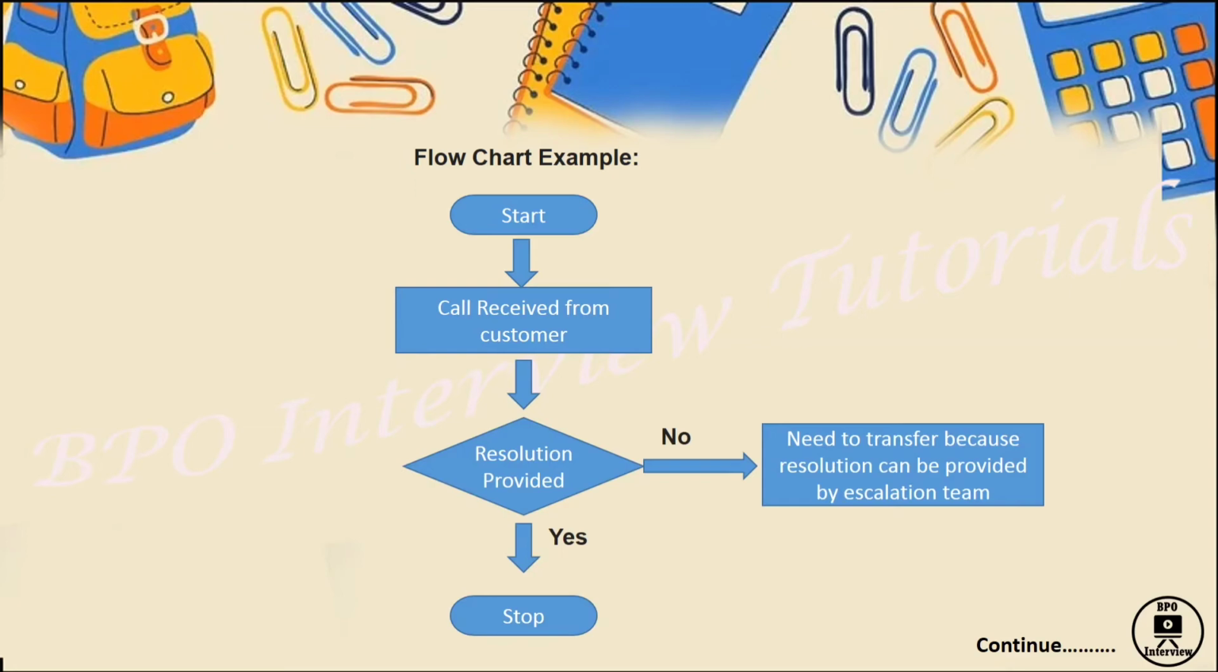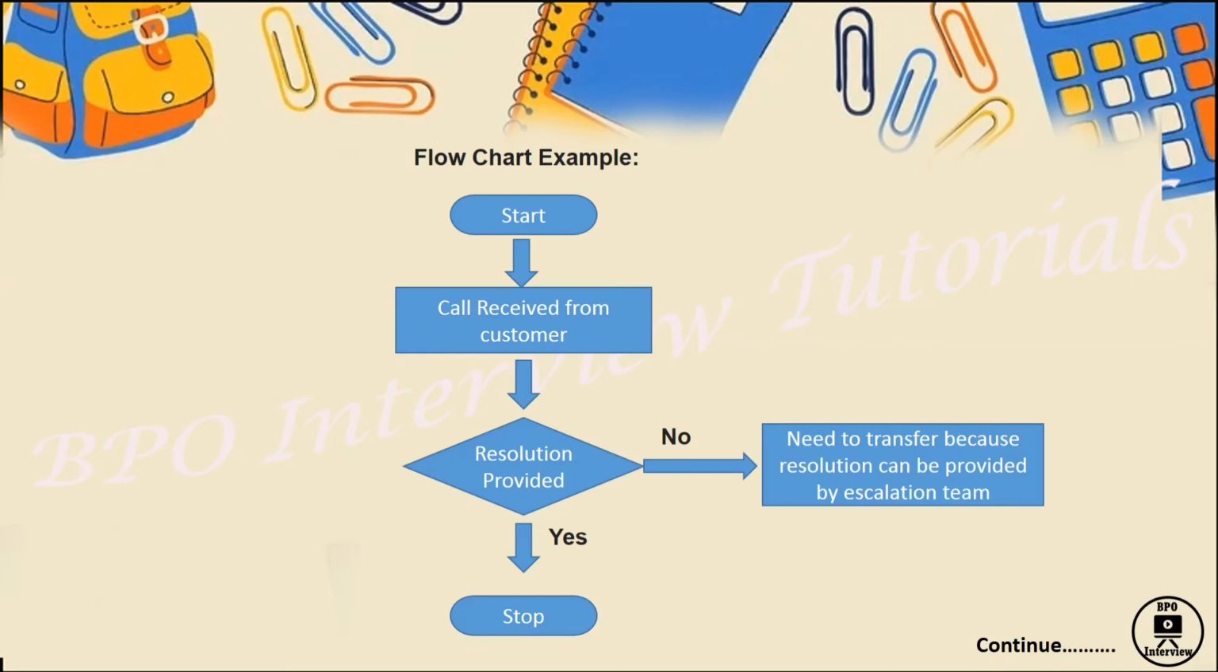So you can see we have started our process. The start symbol I have explained to you, guys. Start and stop symbols will be the same, so I have started at the beginning and I have kept the stop symbol at the end. Now what is the operation I need to perform? The call will be received by the customer care executive from the customer.